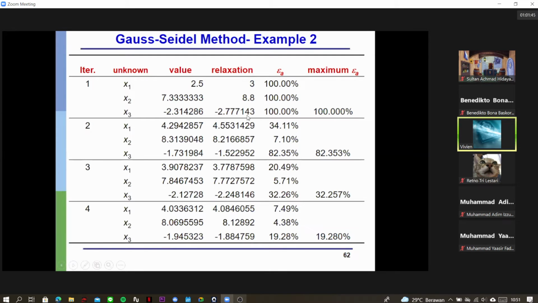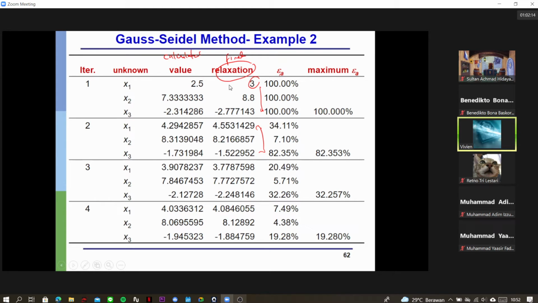So this is the final value, the final value that we use. We can see here that we have an error. When we calculate the error, it is calculated after the relaxation, so it will be here. This is the result. Not this one, this is only the calculated value. The final value is this one, the value with relaxation.